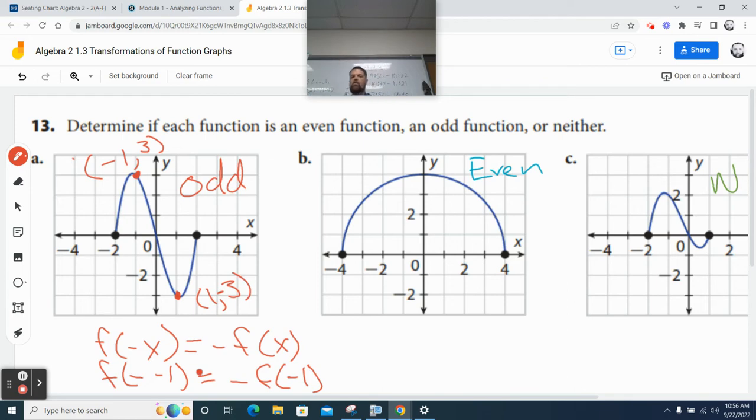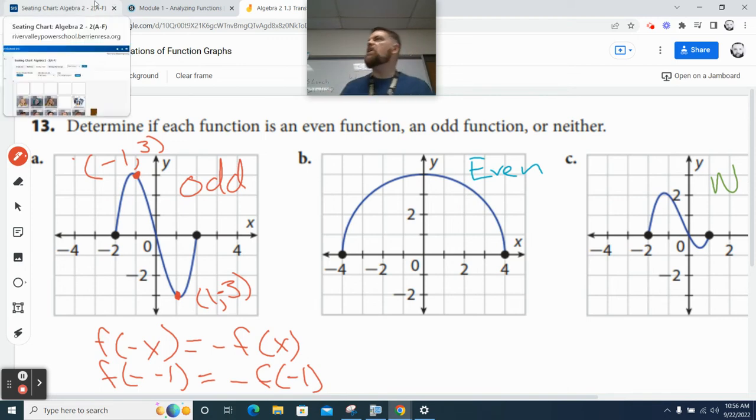That's very formal language, but that's how it's odd. If I plug in the opposite x, I should get the opposite y. It's a little bit easier way to do it. That's an odd function.